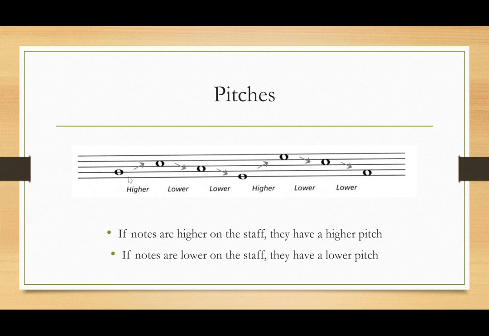If notes are higher on the staff, they have a higher pitch. And if they are lower on the staff, they have a lower pitch. So when we're going from a note on the second line to a note on the third space, this note is higher than this note. And then if you're going from the third space to the second space, this one is going to be lower in pitch than this one. So then you can follow along with this. It goes higher, lower, lower, higher, lower, lower.